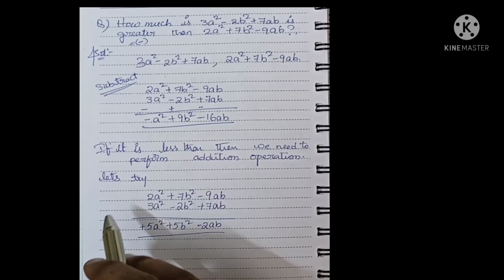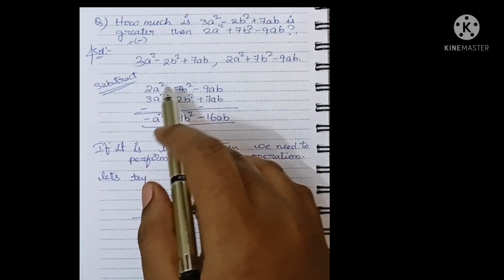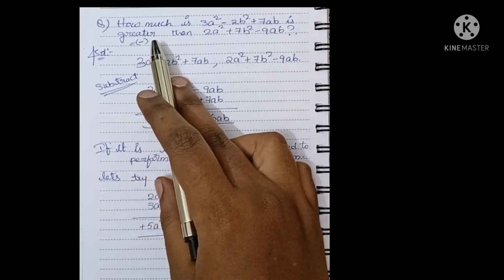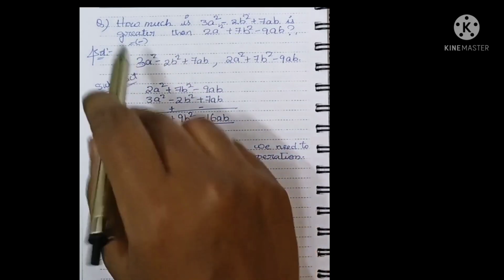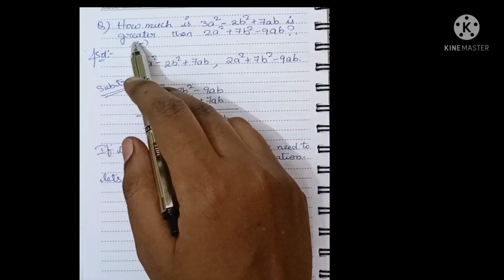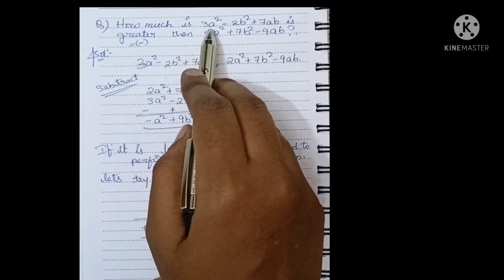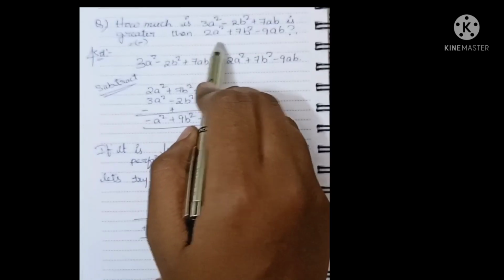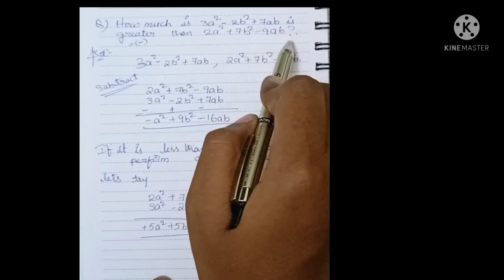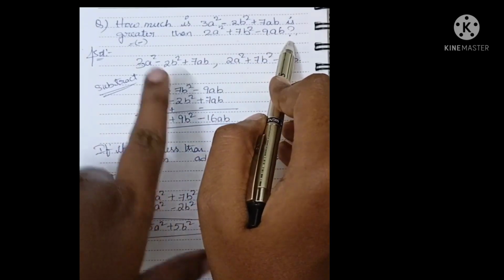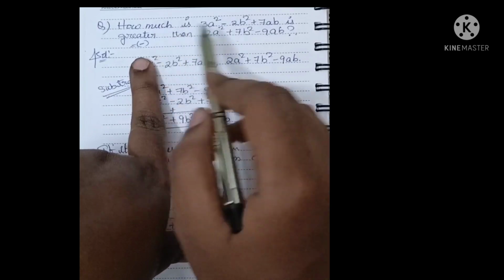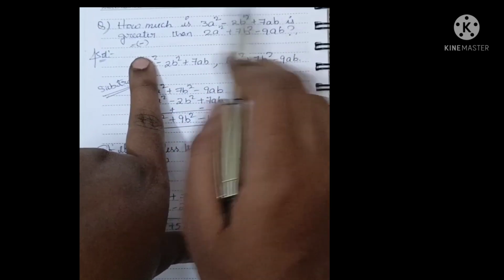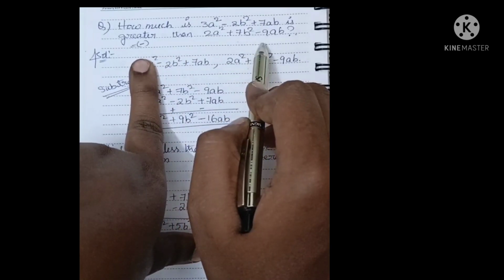Here is another question which looks complicated, but it is not. So let us understand the concept first. The question is, how much is 3a square minus 2b square plus 7ab greater than 2a square plus 7b square minus 9ab. First let us understand the question. So this equation is how much greater than this equation.